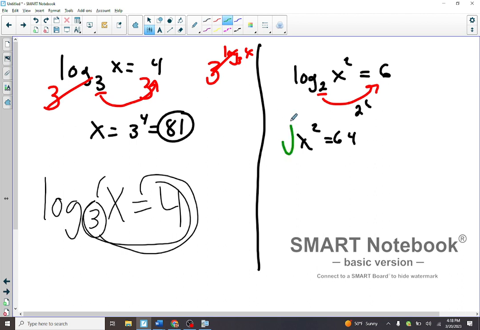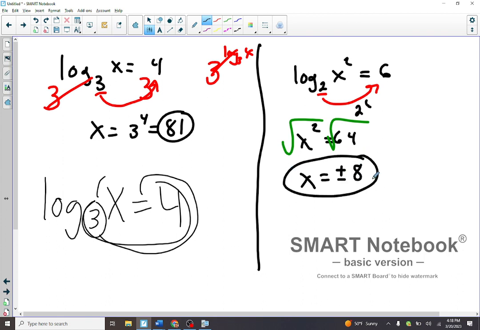Then I want to solve for x, so square root both sides. X equals what? 8? X equals plus or minus 8. Don't forget, when you square root in an equation, if I just put 8, I'll get half a point off. What's 2 to the 6th power? 2 to the 6th power is 64.